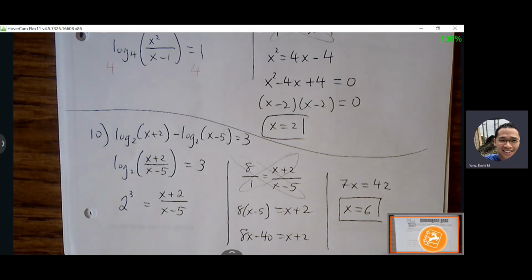Here, there's no x squared getting in the way, so I can just solve for x. Don't have to go through any messy factoring, trinomial factoring here.